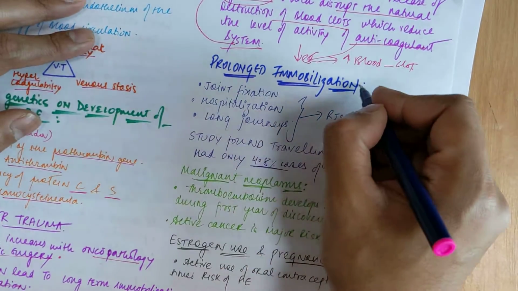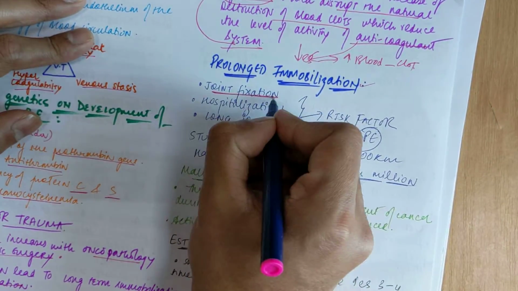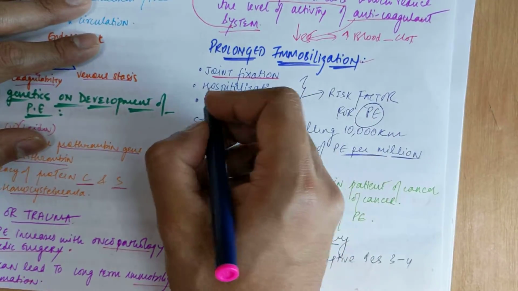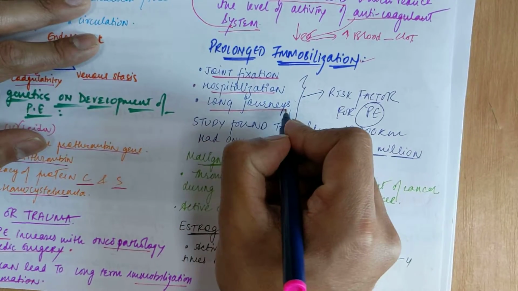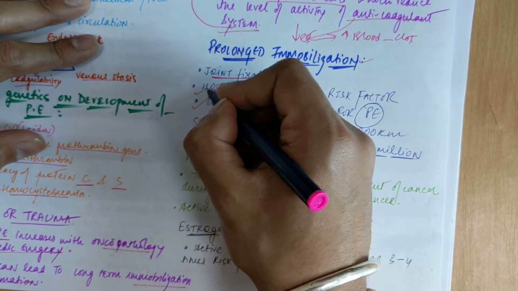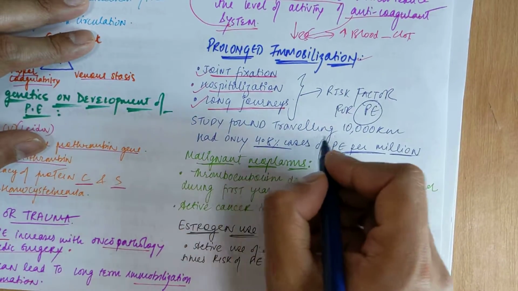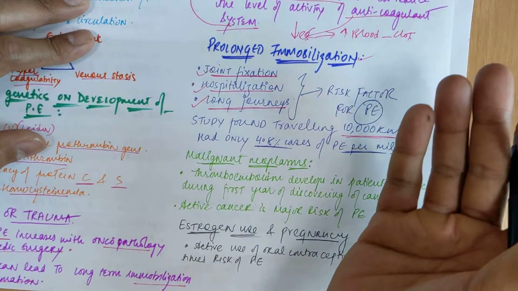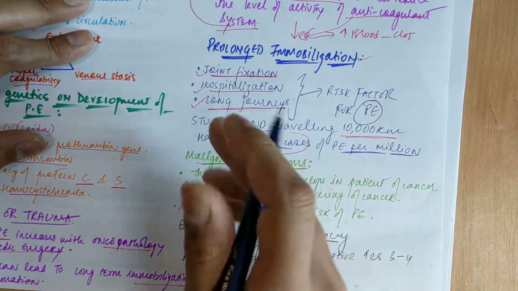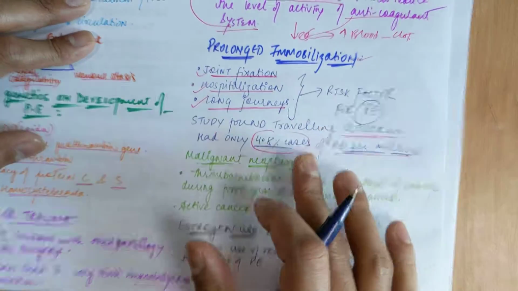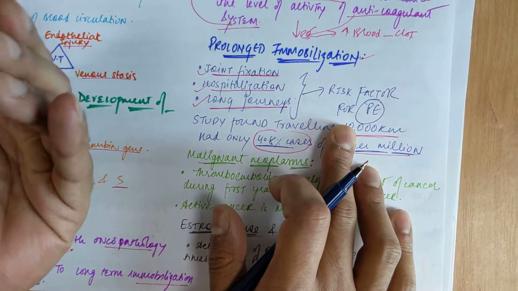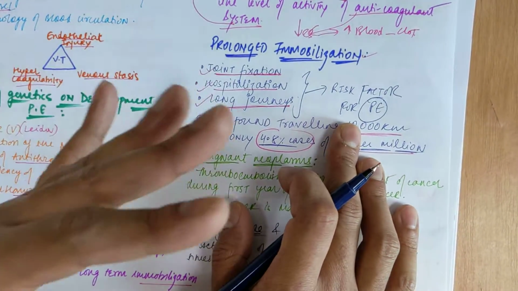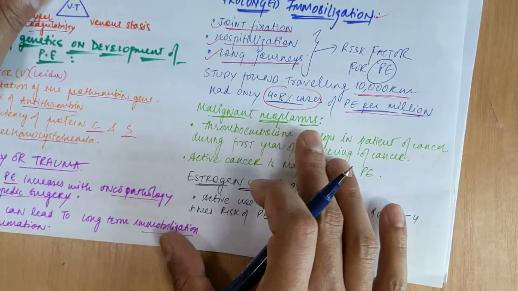Now, prolonged immobilization, as I told you, like joint fixation, the patient having a fracture or something, okay, and hospitalization for a very long time and long journeys. So a patient has a long journey on a flight, like a study found that traveling 10,000 kilometers on an airplane had only 4.8% cases of pulmonary embolism per million. So there are cases who are traveling or sitting for very long durations in planes or flights, so they have the chances of developing pulmonary embolism.